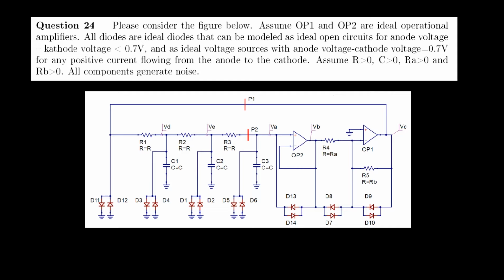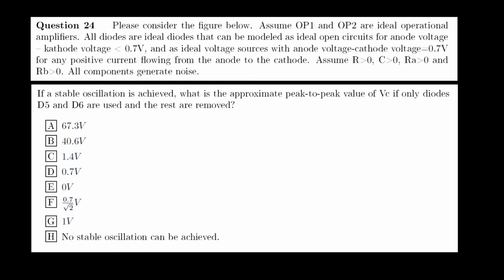Assume R larger than 0, C larger than 0, Ra larger than 0 and Rb larger than 0. All components generate noise. If a stable oscillation is achieved, what is the approximate peak-to-peak value of Vc if only diodes D5 and D6 are used and the rest are removed? And then some options are given for the peak-to-peak voltage.